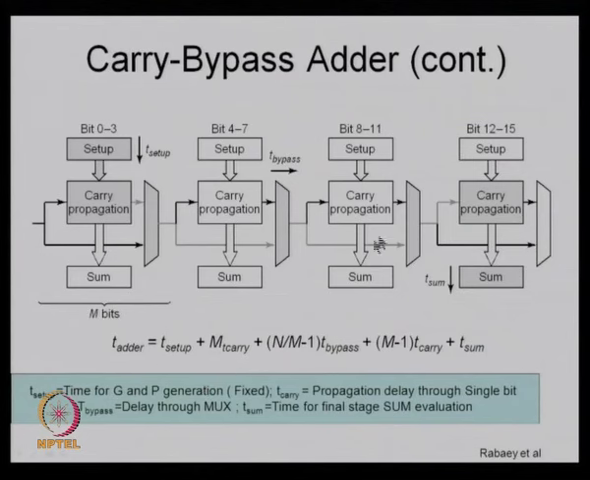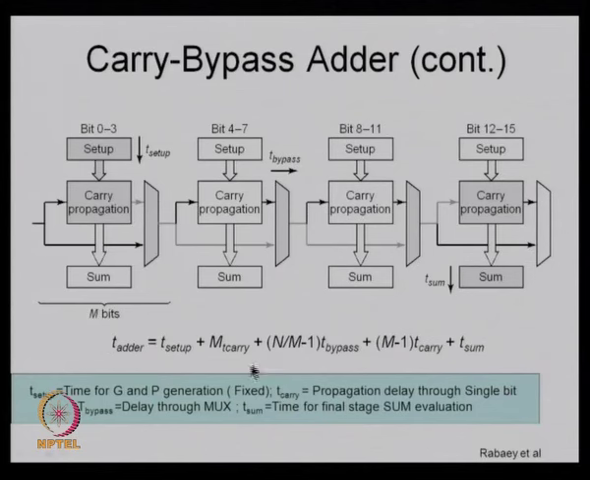Then, since the propagation units are only 1, 2 and 3, that is m minus 1. So, out of 4, only 3 are required for total delay. So, you say n divided by m minus 1 into this is called bypass, okay, is possible carry, and then m minus 1 carry, because you will have to carry for each of them, okay. So, the m minus 1 carry, and finally, the sum time. So, this is essentially we say that for a typical 16 bit or n bit carry bypass adder, which has 4 bit as block, one can have this.